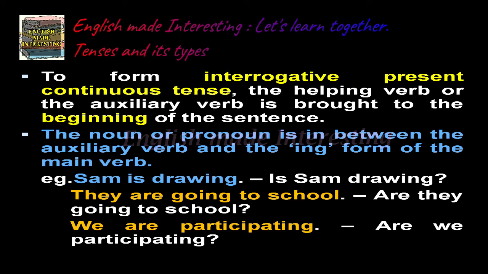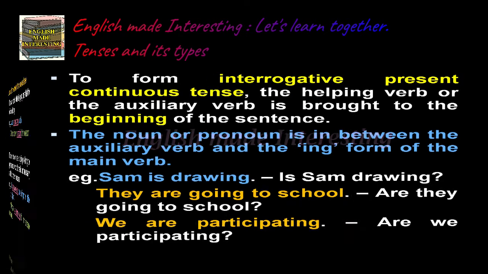Yes, you can look at the examples. Sam, they, we, all these are the noun or the pronoun which is written in between the helping verb and the ing form of the main verb. Second example, they are going to school. In the question form, it is written as: Are they going to school? We are participating. In the question form, we write it as: Are we participating? So, are is the helping verb, we is the pronoun, participating is the ing form of the main verb.